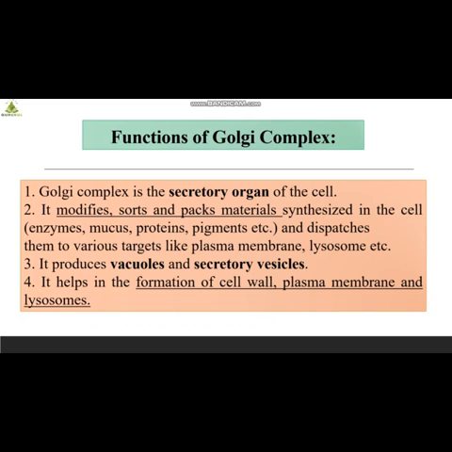Very interesting. Third, it produces vacuoles. Students, we all know that vacuoles are present in both animal cells and plant cells, right? In plant cells they are much bigger. And secretory vesicles, as we have seen, are released or secreted from the maturation phase. Fourth, it helps in the formation of the cell wall, plasma membrane, and lysosomes. So it is very much involved in the synthesis of the cell wall, plasma membrane, and lysosomes. So read the functions of the Golgi complex again carefully.